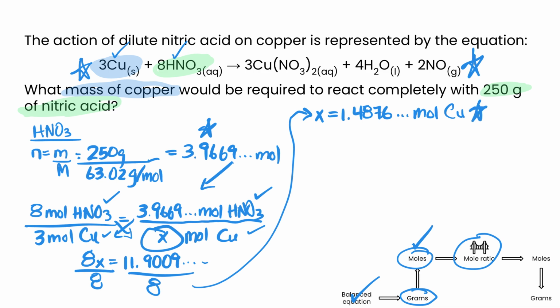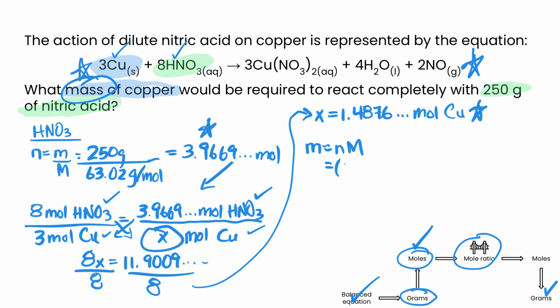And that is going to lead to rounding off errors if you do round off here. All right, so one last step we need to do down here to go back to grams because the problem is asking us for mass. So we're going to do mass is moles times molar mass.